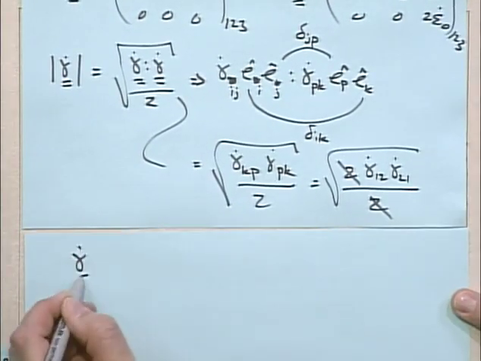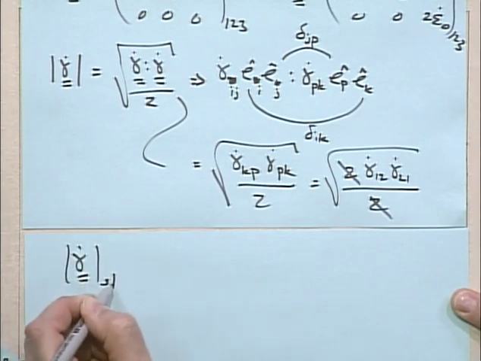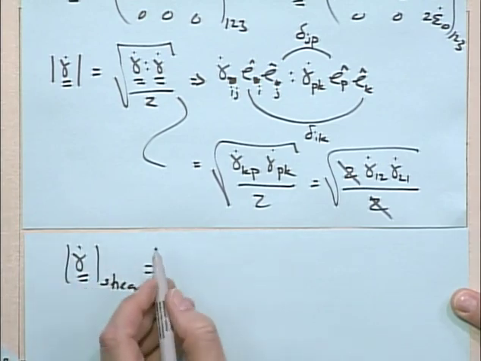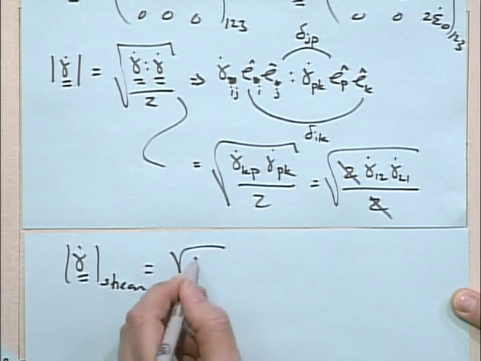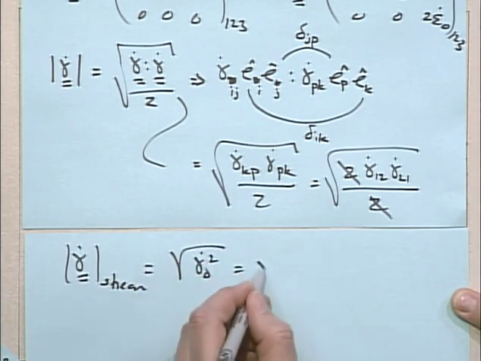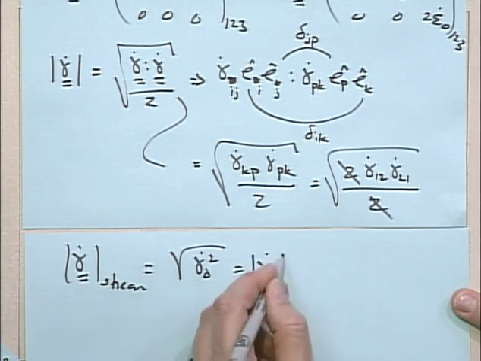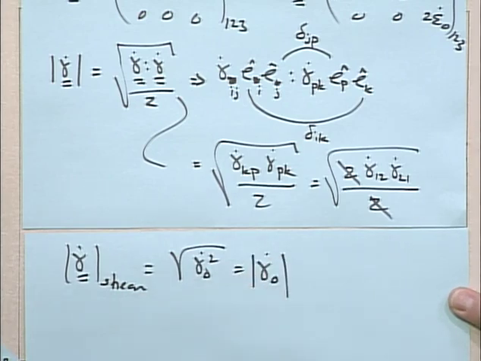So gamma dot in shear is equal to the square root of gamma dot naught squared, so it's equal to gamma dot naught, absolute value. It can be positive or negative, but when we take the square root, the definition of magnitude is to give a positive number, so it's absolute value.